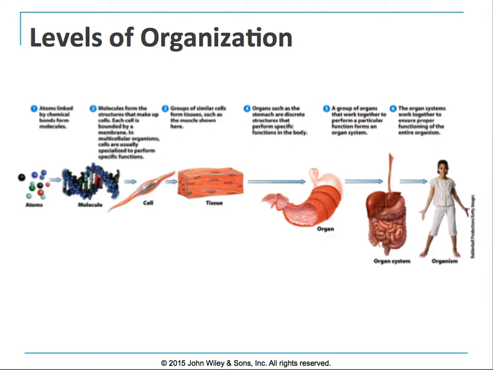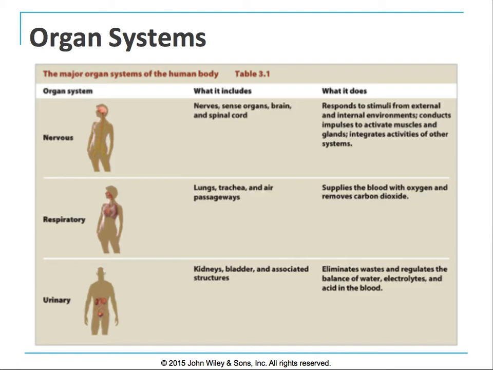Multiple organs together make up an organ system. An organ system is a group of organs that work together to perform a particular function. And then multiple organ systems work together to ensure proper functioning of the entire organism, which is us. Table 3.1 in your text gives examples of each of the organ systems in our body. I'm just going to go through and name them really quick.